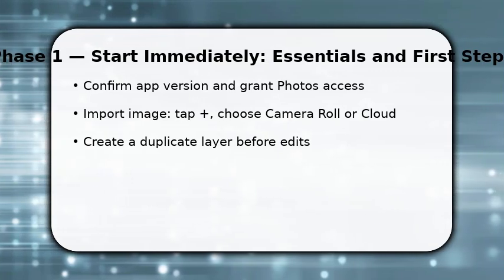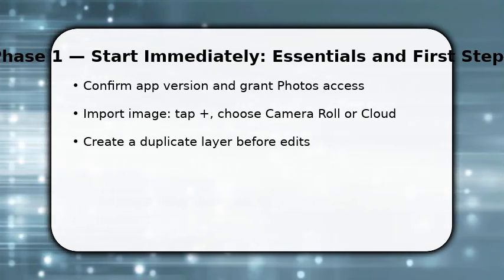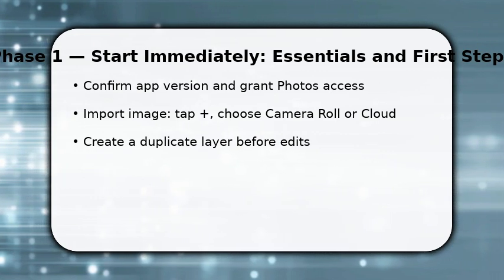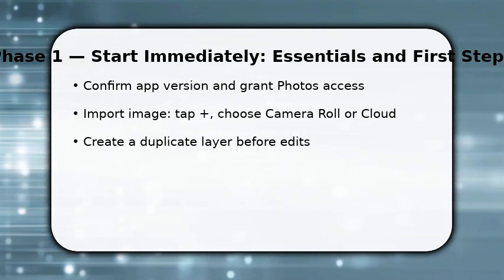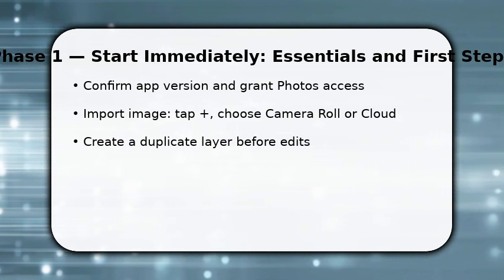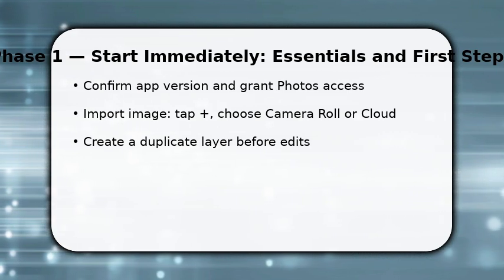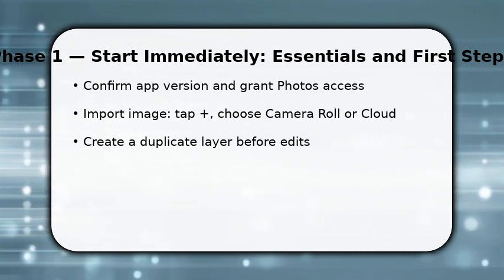You start by opening Sketchbook and importing the photo. This gets you into the workspace fast. Once the image loads, make a duplicate layer so you can compare edits and undo without losing the original. If the app asks for permissions, grant photos and storage access now, because edits require reading and saving.